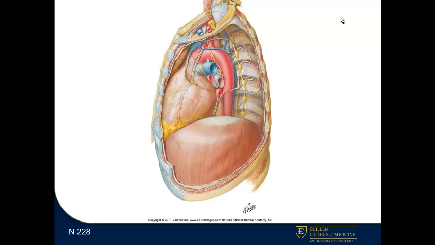Looking at a lateral view with the lateral chest wall removed, we can again look at the borders of the mediastinum and then try to identify the VATE relationships. Superiorly, we have the superior thoracic inlet.